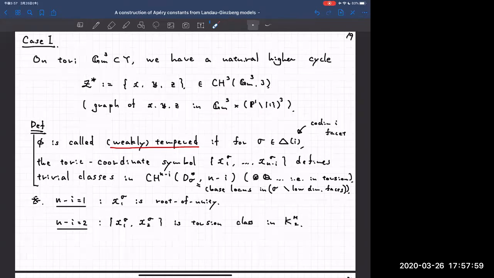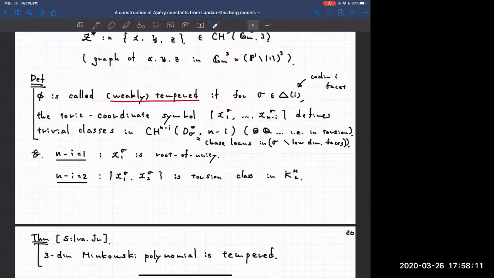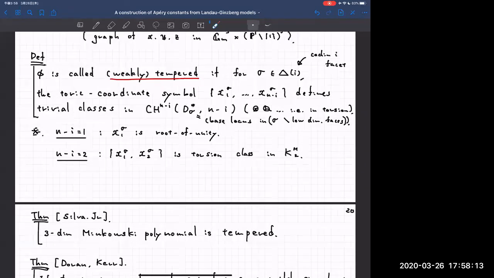And sometimes we can extend this natural higher cycle on the torus to all of our family, and it defines the element of the CH^3(Y). The condition to get such an extension of this natural torus cycle is called the temperedness.